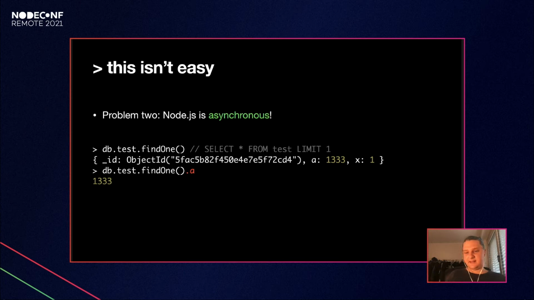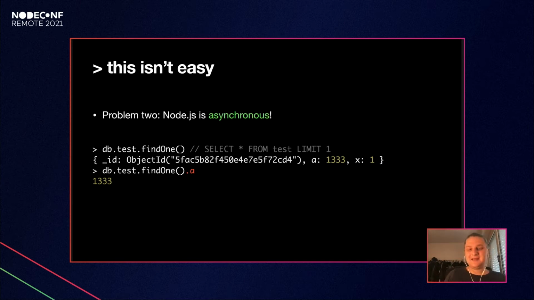Obviously, this is like a database that you connect to over a network connection. And there's no way to do synchronous network I/O in Node.js. So I actually kind of got stuck with this problem, where db.test.find1 is not really something that you can implement in a synchronous way. How do we make it so that this property access on the result works without inserting an await or anything like that?